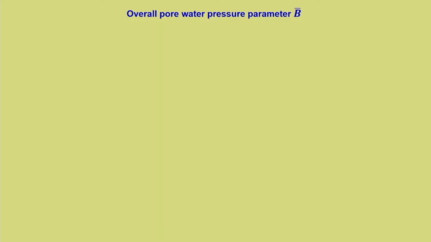Welcome all. So, this is the continuation of our previous lecture, which is on pore water pressure parameters. We have already seen Skempton's pore pressure parameter, which corresponds to a triaxial condition. In this lecture, we will see a different way of presenting the pore water pressure parameter, what is known as overall pore pressure parameter B. So, we will start with the lecture, which is overall pore water pressure parameter B bar.